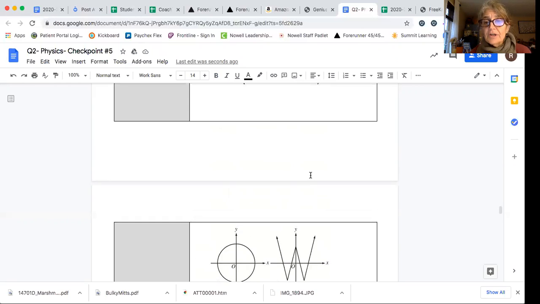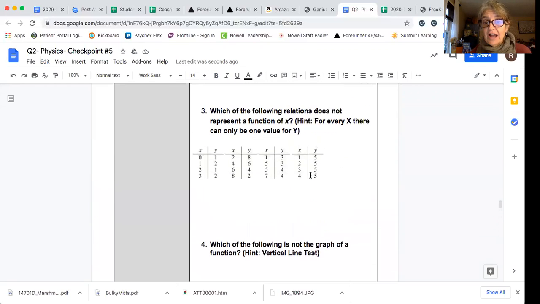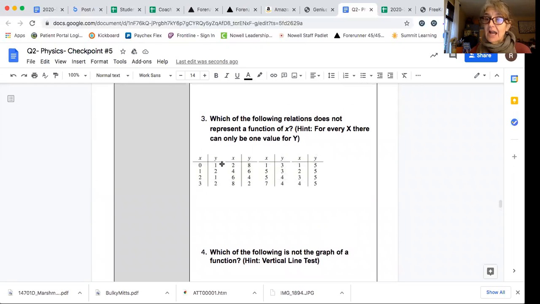But what if you are not given a graph? You're actually given a table like this. How do you tell if it's a function? Well, again, it's as simple as knowing that every x value only has one y value, okay?